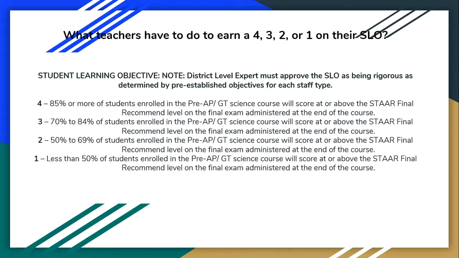For level 1, less than 50% of students enrolled in the pre-AP GT Science course will score at or above the STAR Final Recommend level on the final exam administered at the end of the course. Again, for 8th grade students, this will be the STAR 2019 assessment.